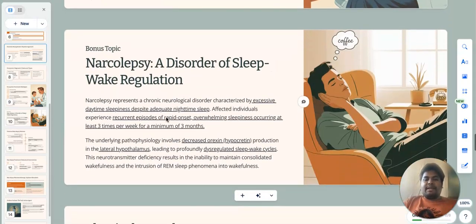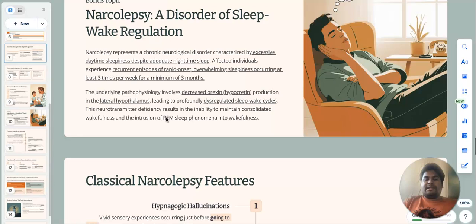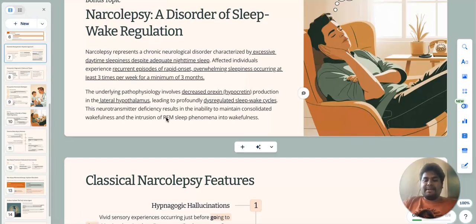And now we'd like to go with narcolepsy. This is another important topic. So narcolepsy means excessive daytime sleepiness despite adequate nighttime sleep. So the person will feel that he or she has slept abundantly. When waking up early in the morning, he or she feels like they have rested well, but despite that, they feel excessive daytime sleepiness, and this is called narcolepsy.